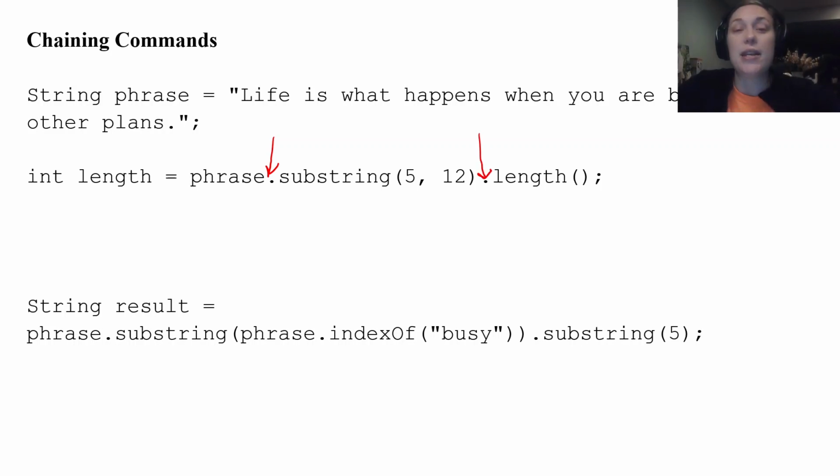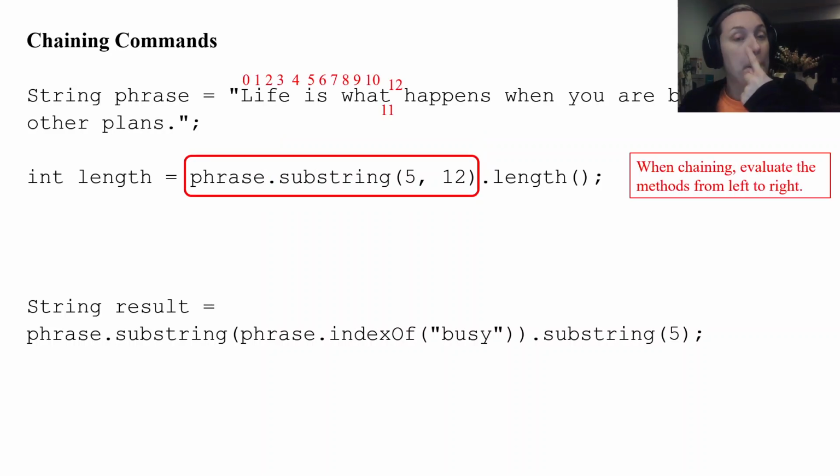I can see that with the dots. Okay, 2 method calls. They're kind of chained together here. So how do I evaluate a chain? Just like order of operations, you do it from left to right. So the first method call is phrase.substring(5, 12). And that's what's going to get returned first.